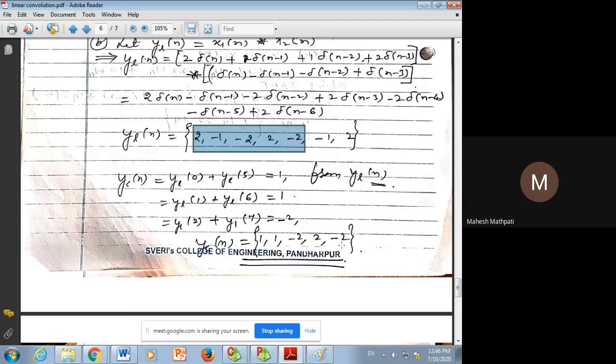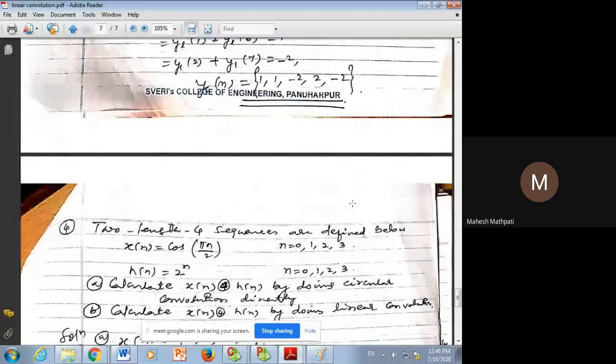Has everyone got this result? Yes, sir. Can I move to the next example? Yes. Okay. So let us take this question again. Just write down this question.